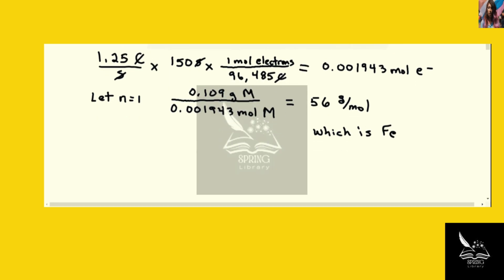Well, think about what we know about iron. Iron can exist as 2 plus or an oxidation state of 3 plus, but never 1 plus. So this cannot have a molar mass of 56 grams per mole because it cannot be iron. So therefore, the charge cannot be 1 plus.